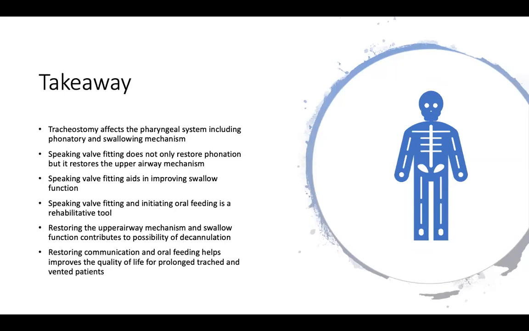Speaking valve fitting and initiating oral feeding is a rehabilitative tool. So when you put a speaking valve on and you start the patient on oral diet, then you're bringing that patient one step closer to removing that trach. Because if you're restoring upper airway mechanism, then this patient is probably breathing independently without needing the full function of the trach itself, if that makes sense.